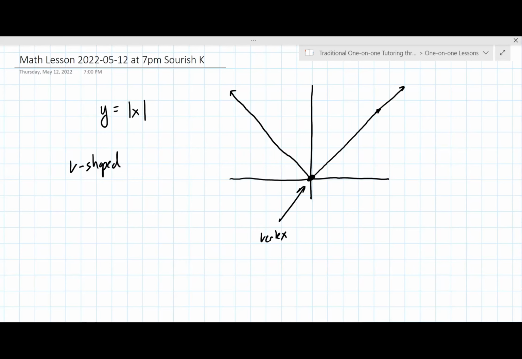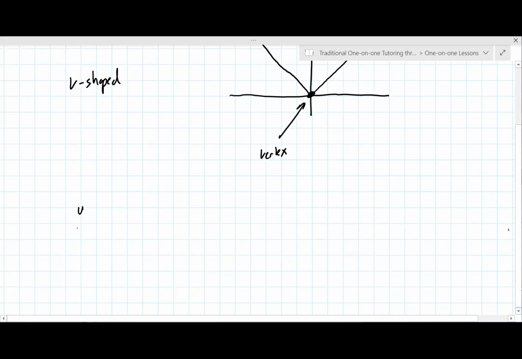So let's do this. Yeah, and also the set notations and different notation. So let's look at a new function. Let's say it's y equals the absolute value of x minus 2. Okay, so this shifts the graph over here to the right.